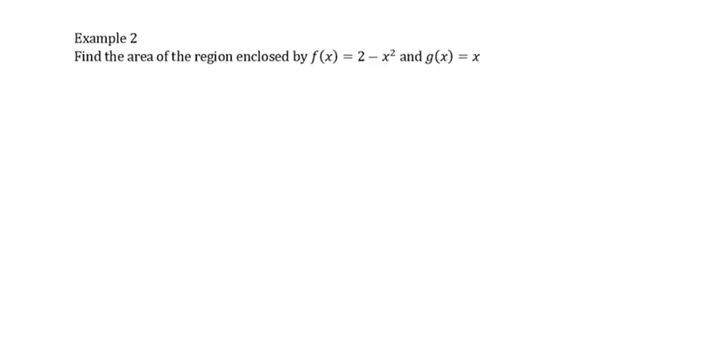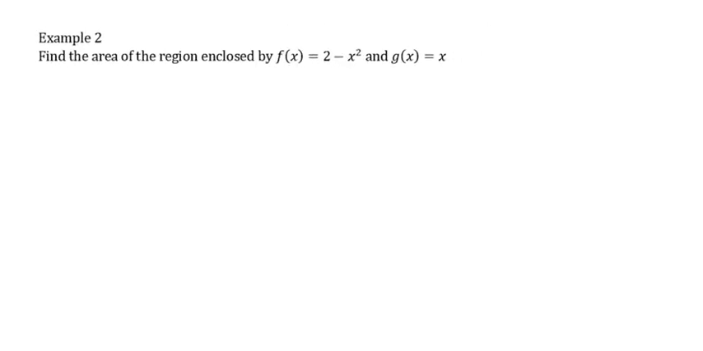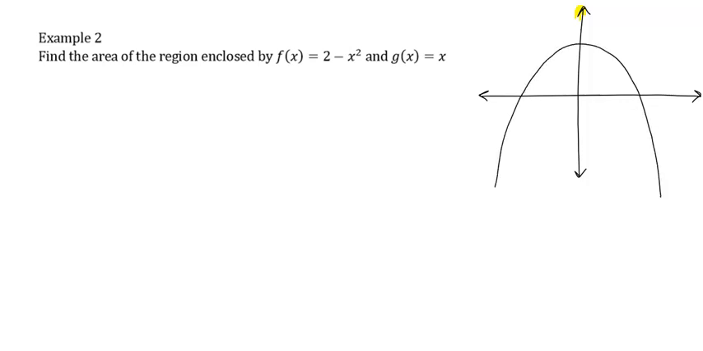So I'll start by sketching the parabola y is equal to 2 minus x squared. That's a parabola that opens downward and has a vertex at the point (0, 2). It looks like this. Then we also have the line y is equal to x. That is a line that goes through the origin with a slope of 1. So that line looks like this.